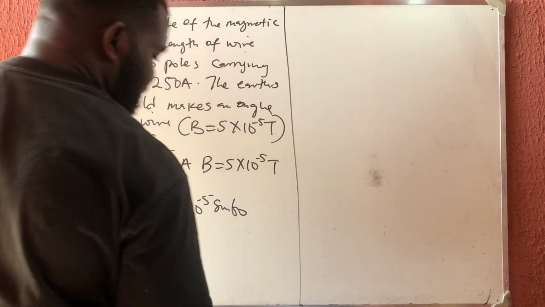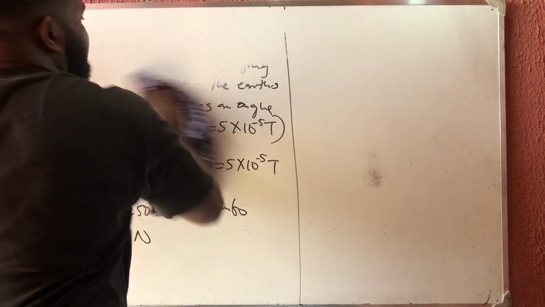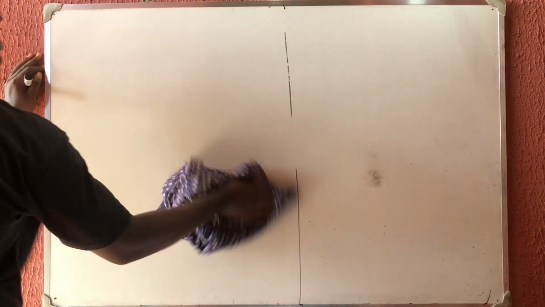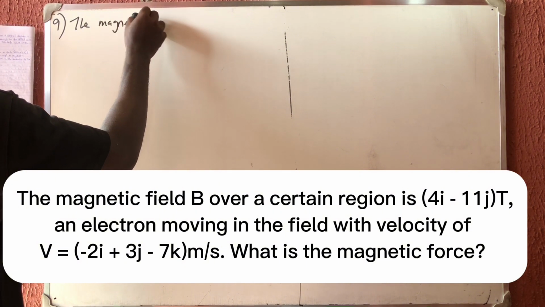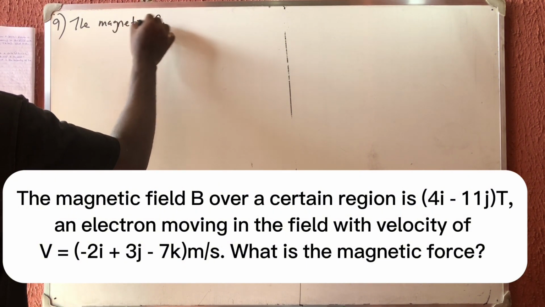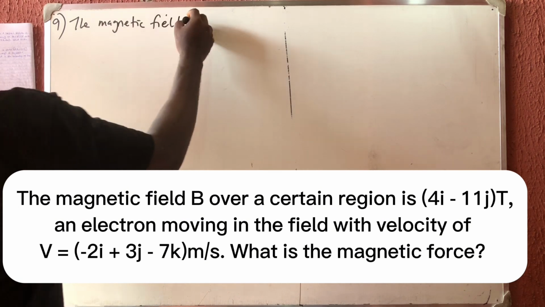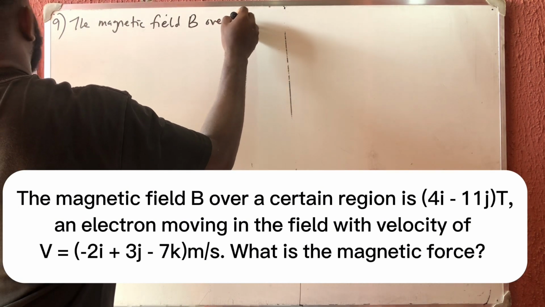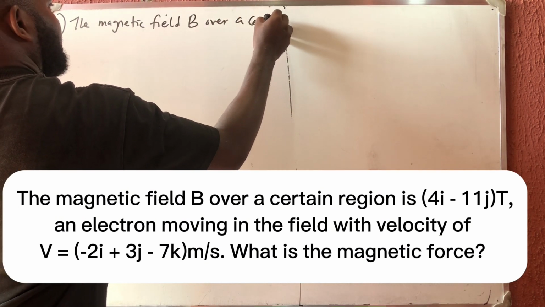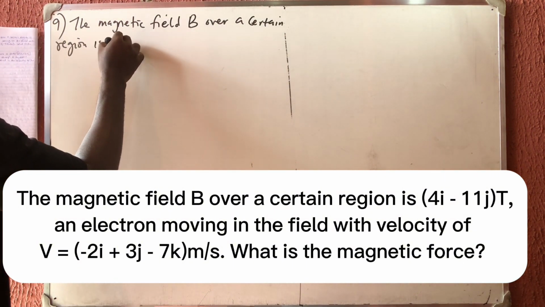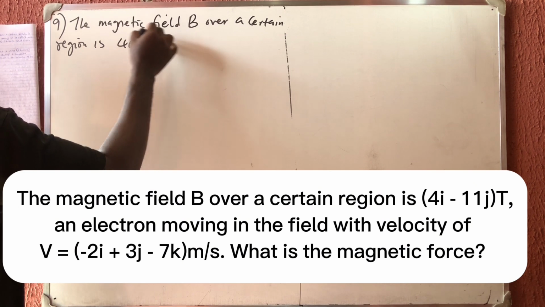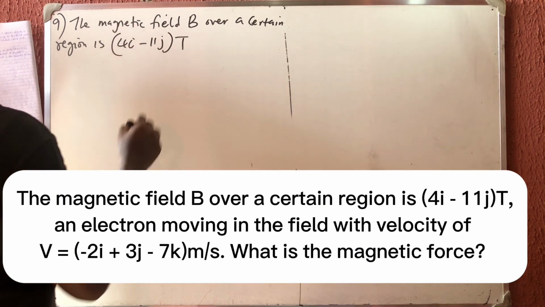Question number 9. We're almost done. I said I'm going to solve just 10 questions. So, question number 9 says the magnetic field B over a certain region is 4i minus 11j measured in T.